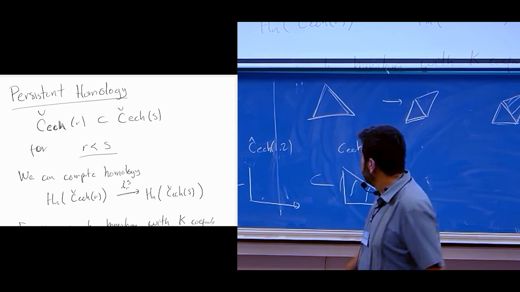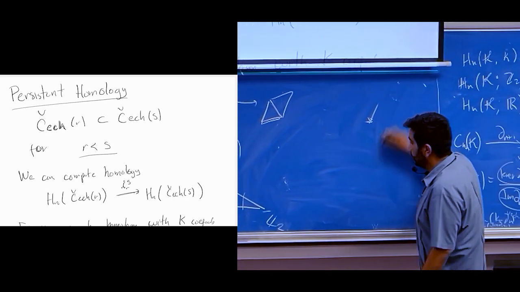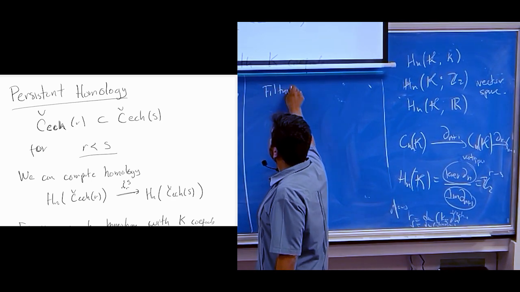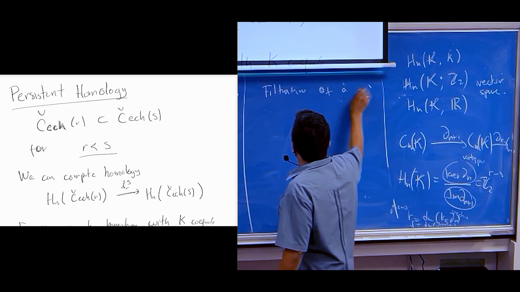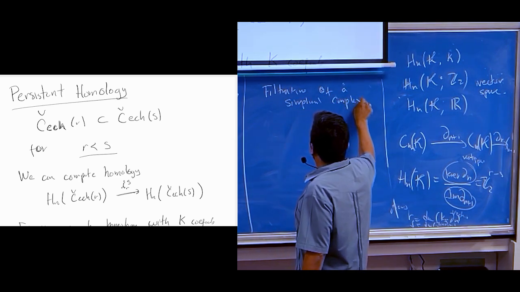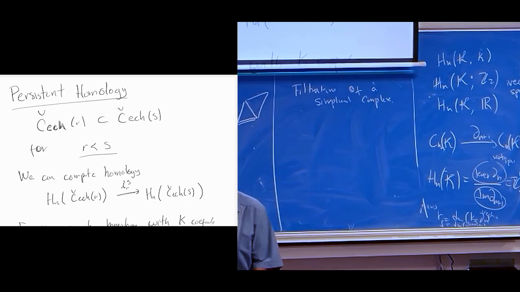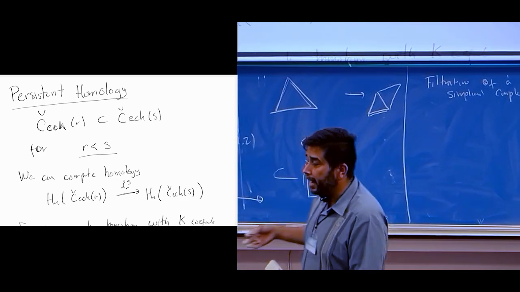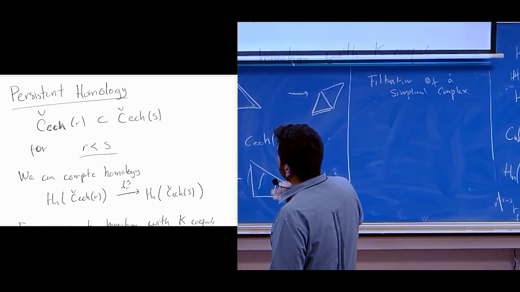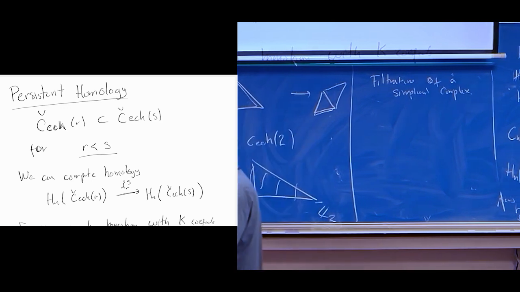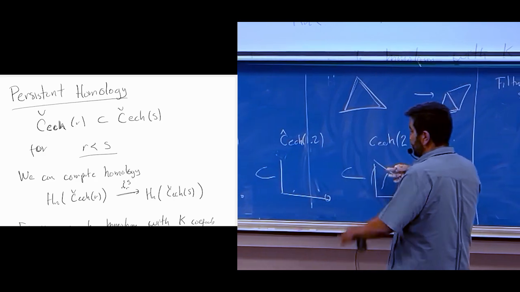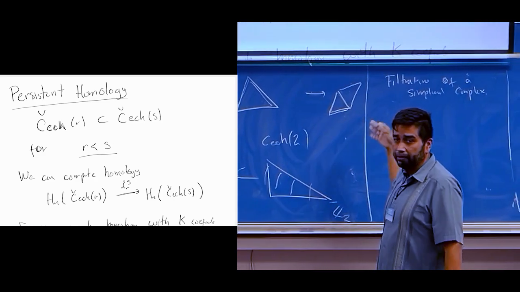complexes. So in general, persistent homology is going to work for a filtration of a simplicial complex. The Čech complex is basically a filtration of a simplicial complex, and the Vietoris-Rips is also a filtration of a simplicial complex, and also the alpha complexes are a filtration of simplicial complexes. When you increase the radius, you increase the size of the simplicial complex, one containing the next one.